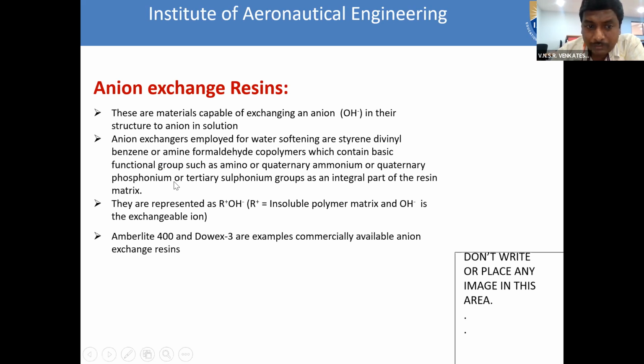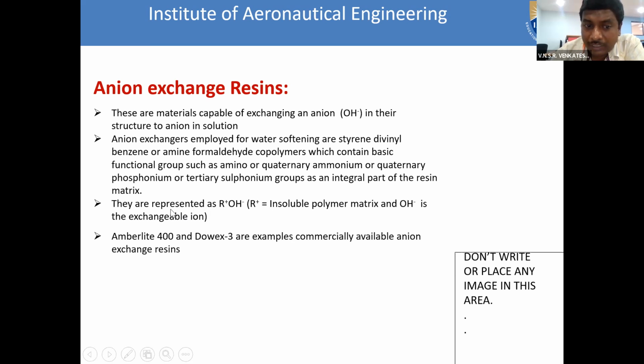And what is the general representation? ROH, where R represents the insoluble polymer matrix and gets a positive sign, and OH minus. Why? Because it is the anion exchange. That's why OH minus is the exchangeable ion.